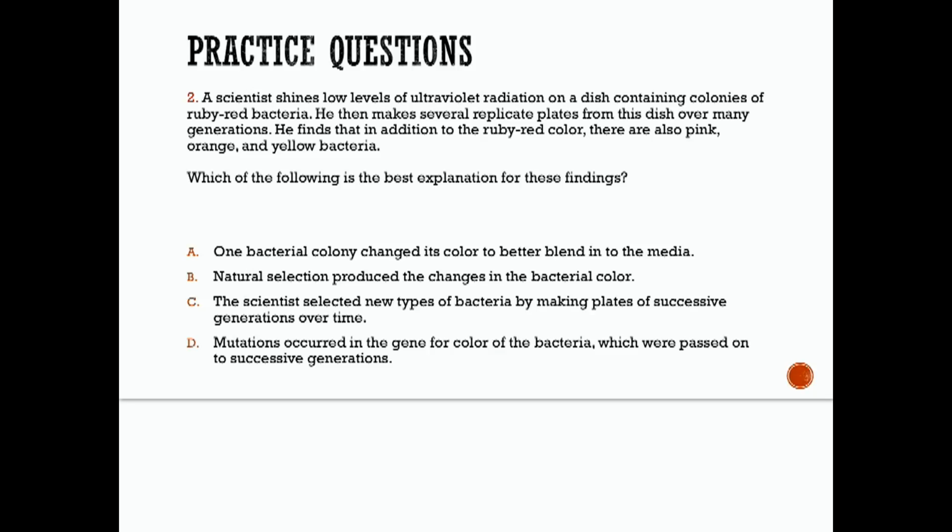Okay, so mutations are important in how populations change over time because they result in genetic changes to the gene pool. So, in this experiment, ultraviolet radiation induced mutations in the gene for color, which is why new colors of bacteria appeared. Okay, so it looks like we're going to go with D. Mutations occurred in the gene for color of the bacteria, which were passed on to successive generations.